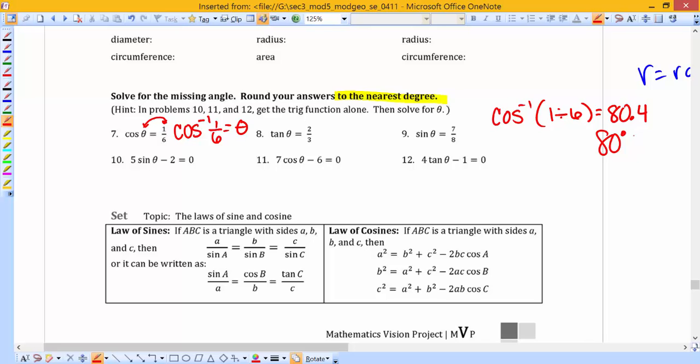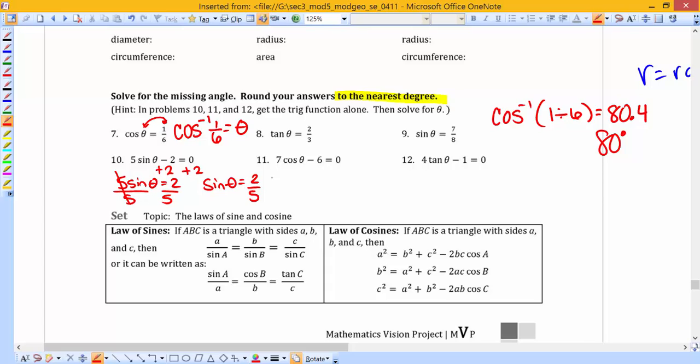Number 10. It says, hint, in problems 10, 11, and 12, get the trig function alone. So to do that, I'm going to start by adding 2. So 5 sine of theta equals 2. Then I'm going to divide by 5. So now I have sine of theta equals 2 over 5. Now I can do the inverse.